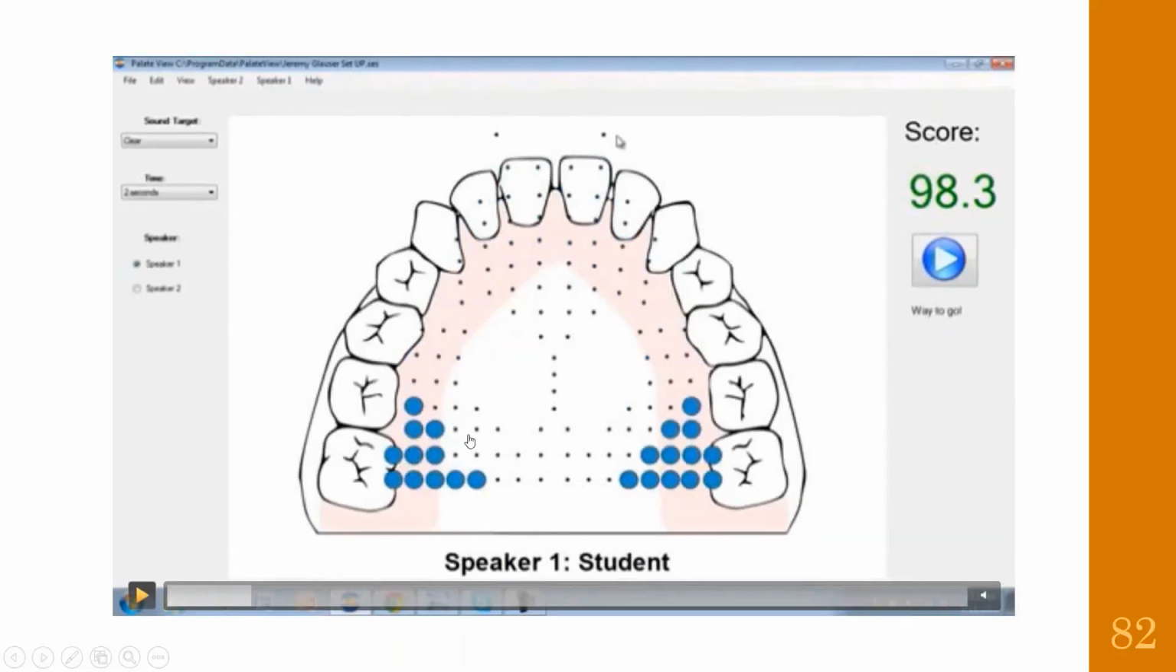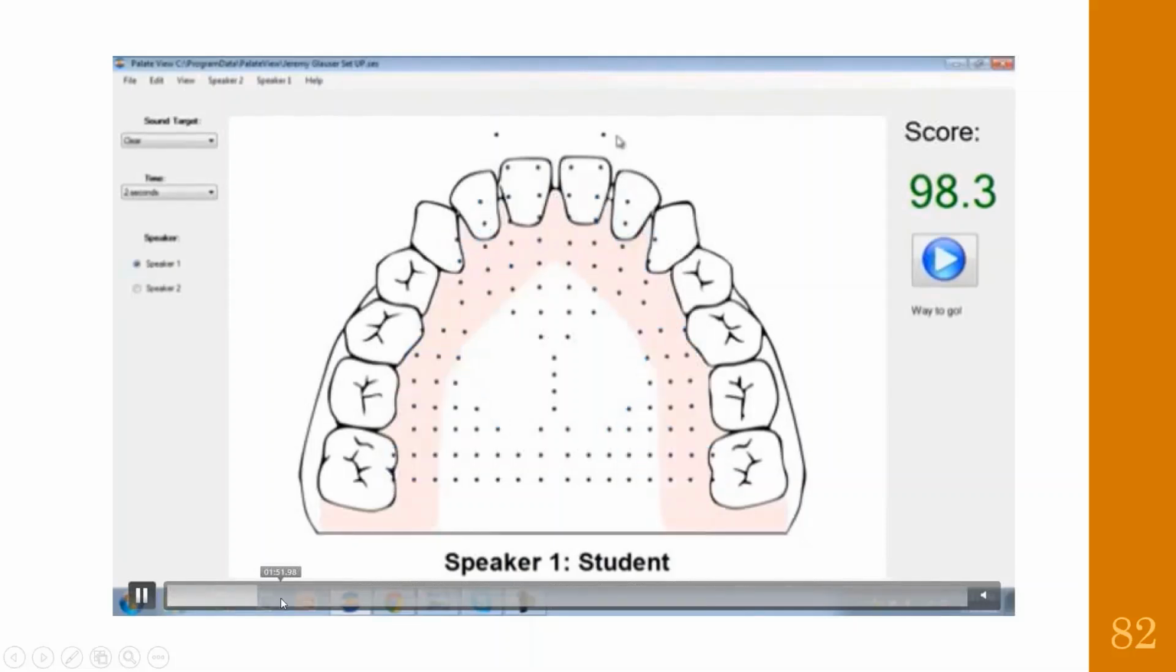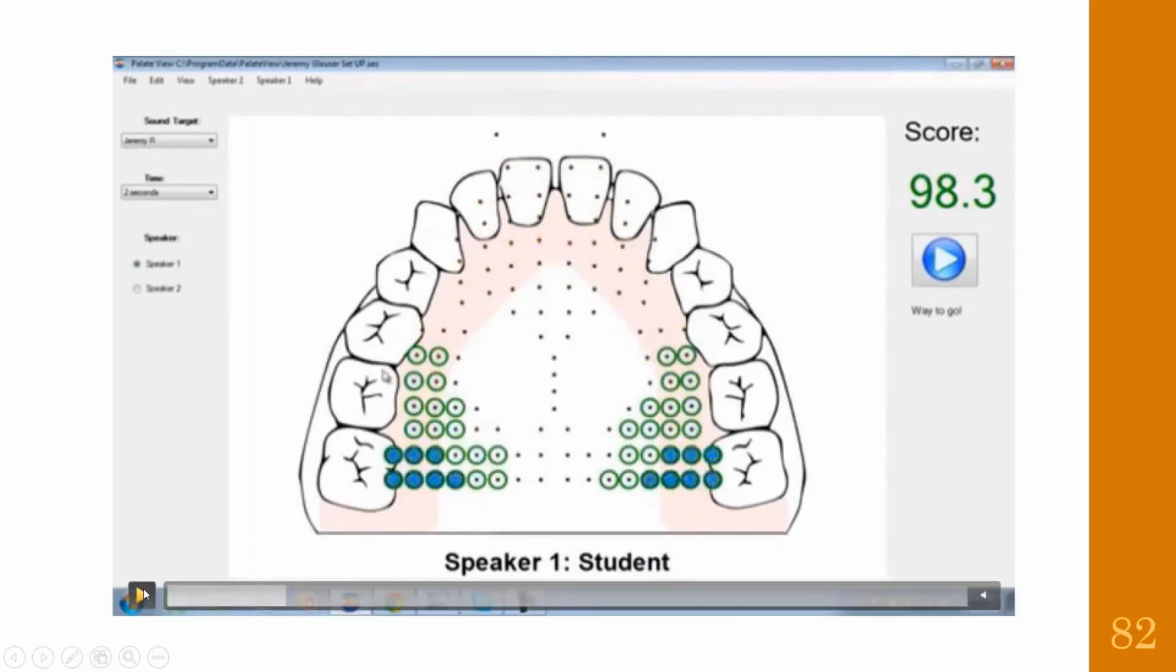Here the letter R can be seen on the electropalatography. And here the sound S. The speaker is speaking the sound S. Here the green dots indicate where the tongue should be touching when the sound R is made, and how accurately it is done is given by the score on the right side.